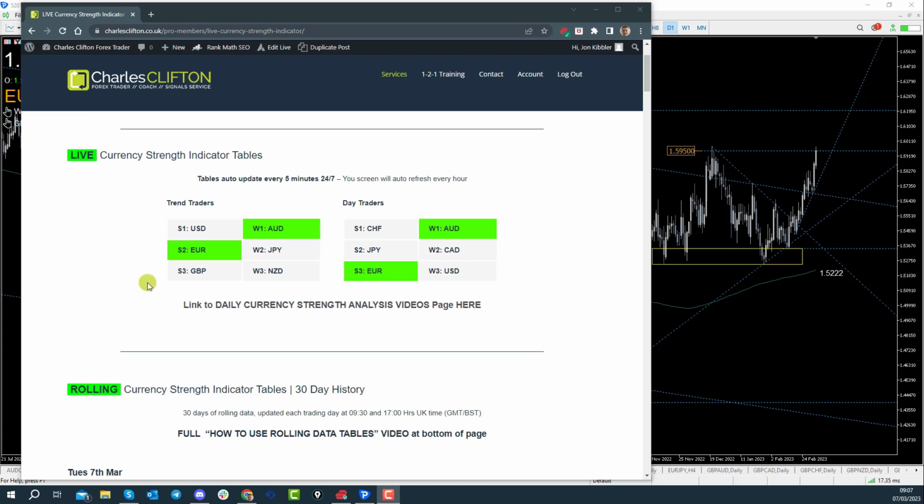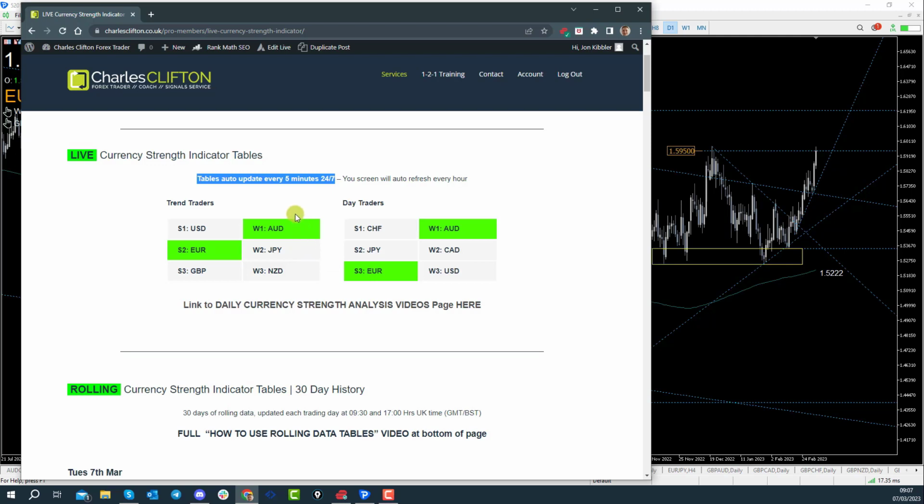We have two types of tables: our trend traders table and our day traders table. These are showing the same studies but just highlighting different time frames. You can see here some of the currencies are highlighted in green. That means there is a confluence between those trading time frames, and that's where we'll be focusing most of our attention in these videos. The tables auto update every 5 minutes, 24/7, meaning that our members can see how the market stands in real time.